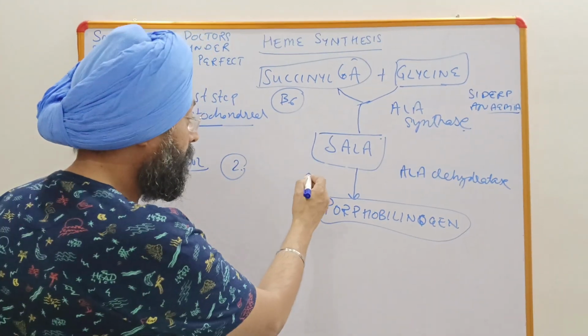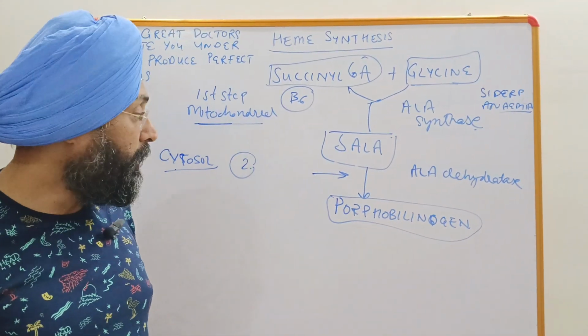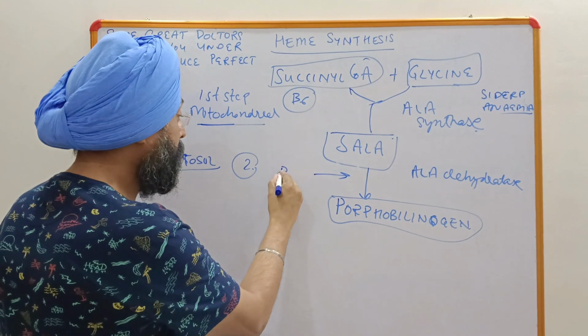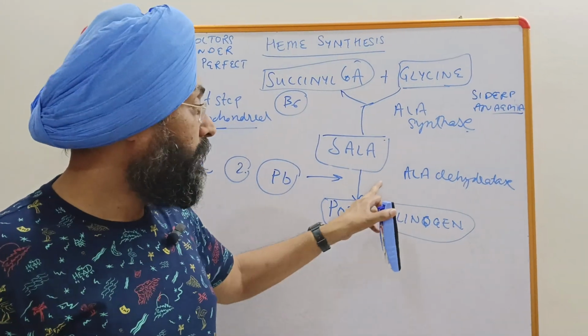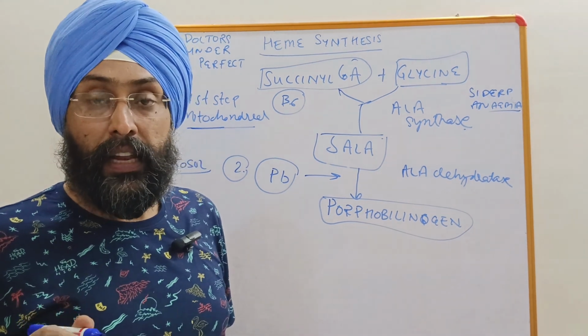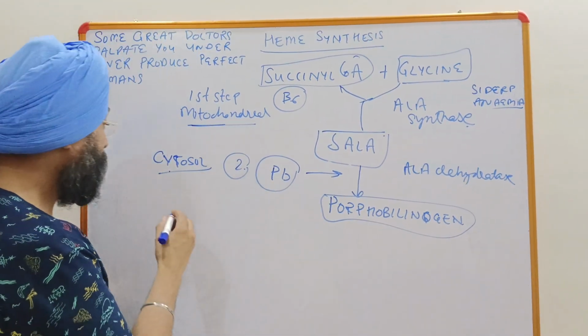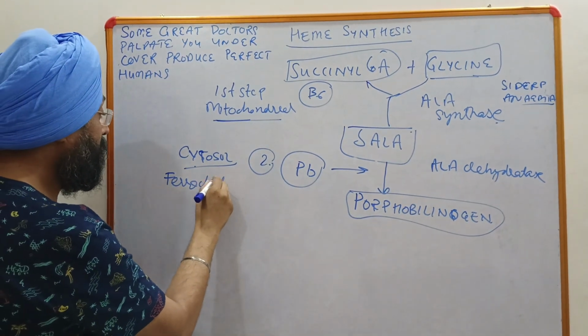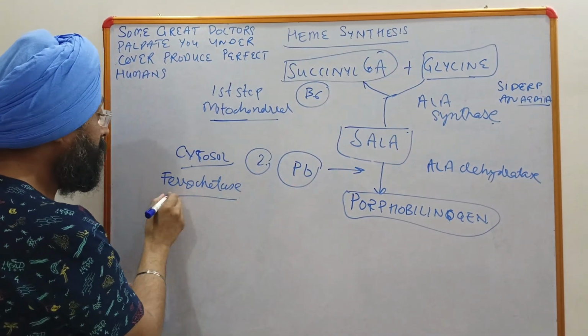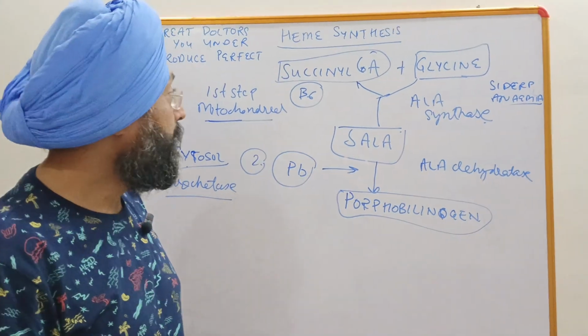The enzyme is ALA dehydratase, and we will get porphobilinogen, right? And this step is very important, right? Because it is inhibited by lead, right? So lead will inhibit this enzyme, and the reaction will not proceed further. And lead also inhibits the second last step, that is the ferrochelatase reaction. It also inhibits that reaction as well, right?